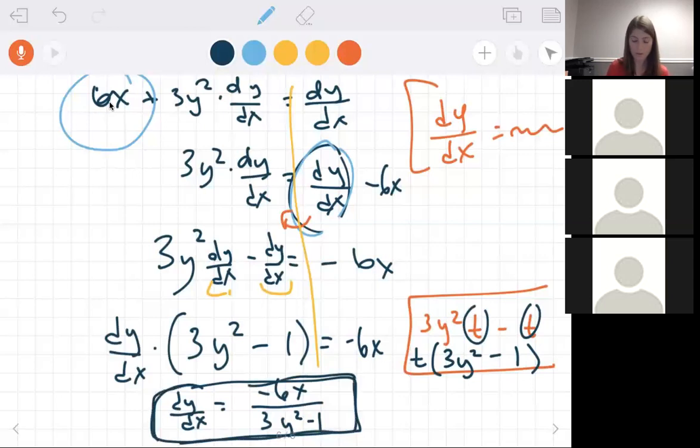Here's why. If you type in just the expression on the right side, the negative 6x over 3y squared minus 1, that's not an equation. But if you write equals a dy dx, Desmos doesn't know how to process that derivative as part of an equation. In other words, it knows how to do the derivative equals, but it doesn't know how to take this equation and plot what the derivative looks like. It's almost like it has to know the x and y value to get the derivative, not just the x value. So we have to do a little bit of workaround.